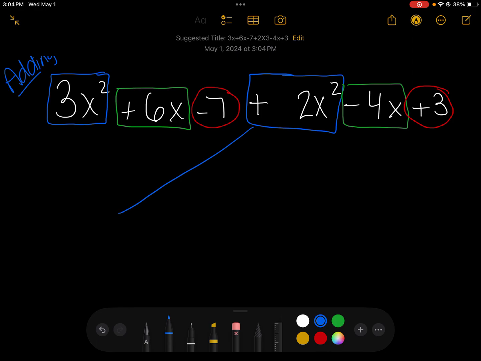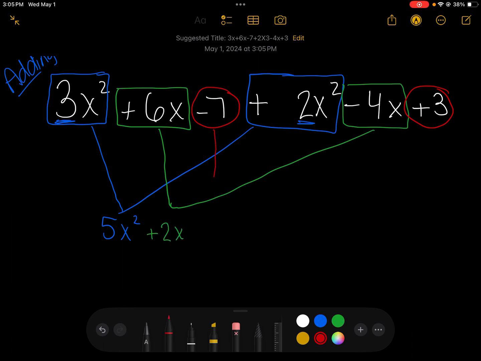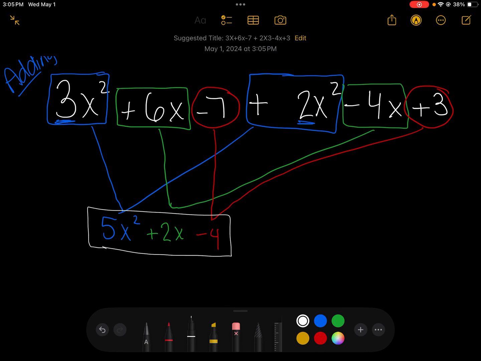When I combine like terms, I'm adding together the coefficients or big numbers. 3 plus 2 is 5. X squared stays the same. I do not touch the variable. I do not touch the exponent. We're going to add the next set of like terms, 6x and negative 4x. When we combine those together, we get plus 2x. And lastly, we're going to add together the whole numbers of negative 7 and positive 3, which is going to give you minus 4. This is our final answer.